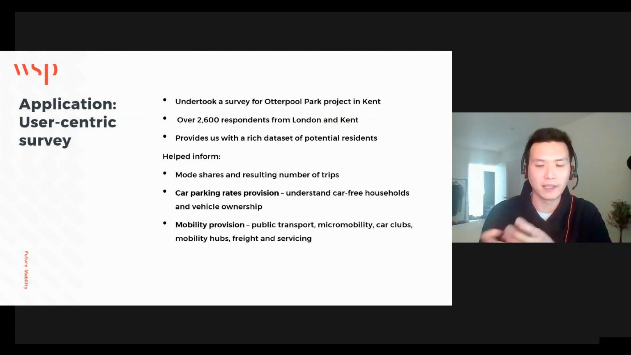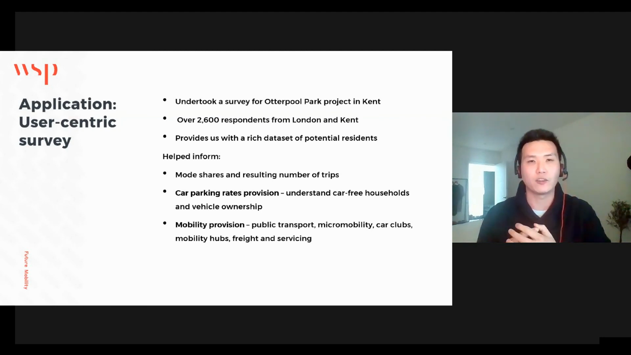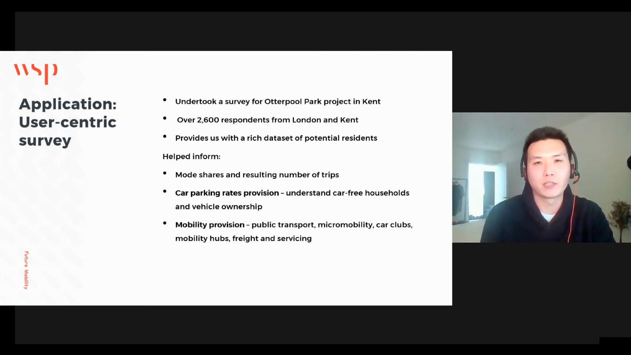So what I mean by that is understanding what are the internal trips, the external trips, and using the survey data that we gathered to apply mode shares. It's also helped us with defining and refining the car parking rates provision, and I'll go to that on the next slide. But understanding things like what are the proportion of car-free households, what's the level of vehicle ownership at the moment, and then the other point is mobility provision more generally. So things like public transport, micromobility, car clubs, mobility hubs, and freight and servicing.